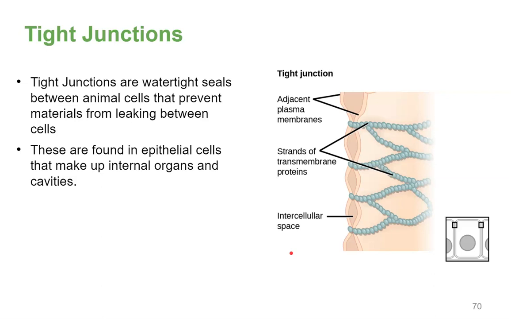So the first one is a tight junction. A tight junction provides a watertight seal between adjacent animal cells, and that helps prevent materials from leaking. So in cells like your skin, you would not want the liquid inside your body to leak out onto the exterior portion of your skin. So the tight junction provides that barrier for your skin. So all the skin cells are connected through a tight junction.